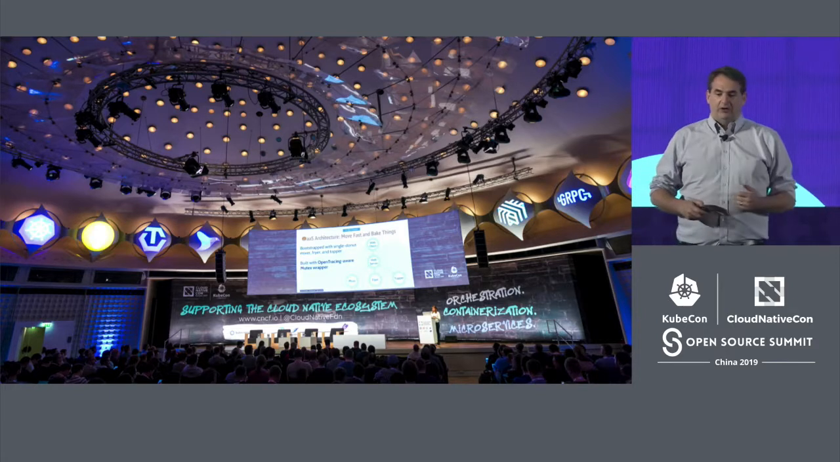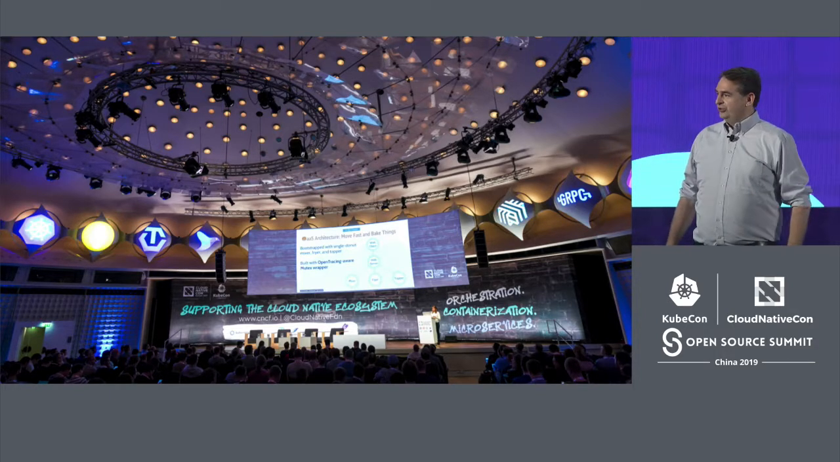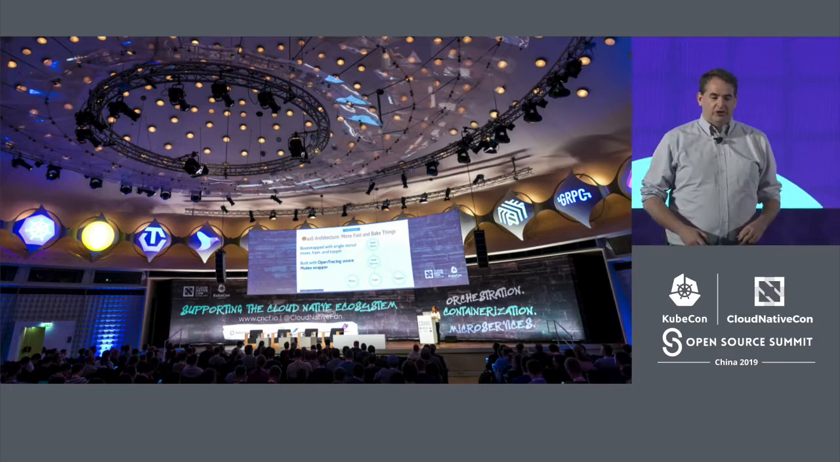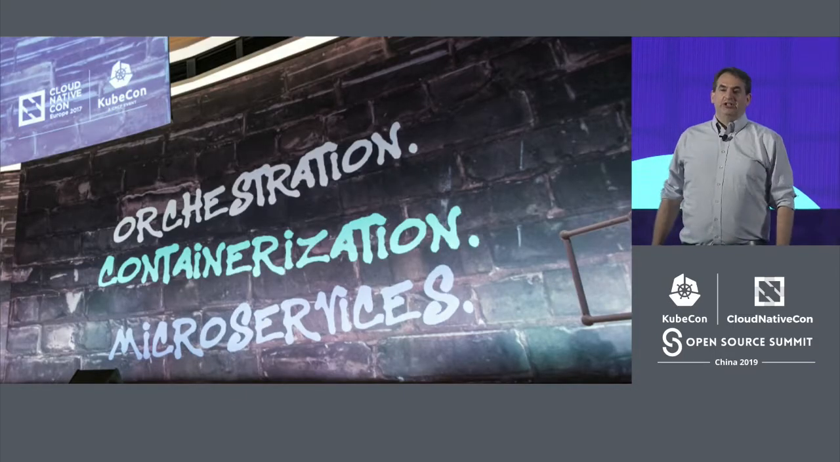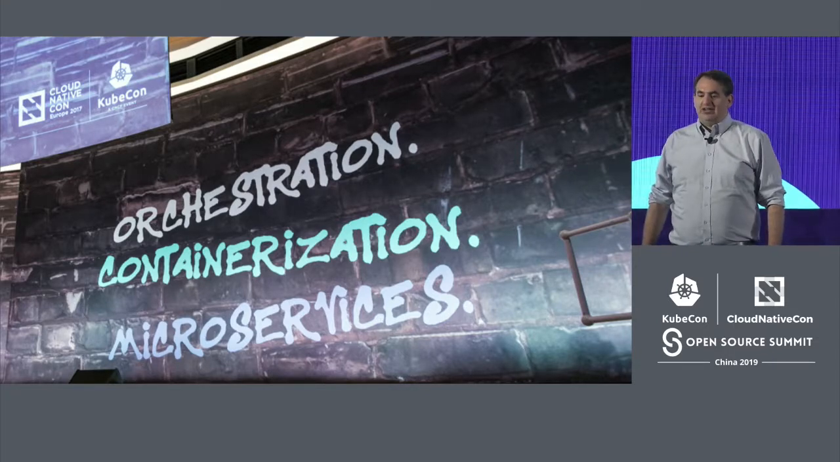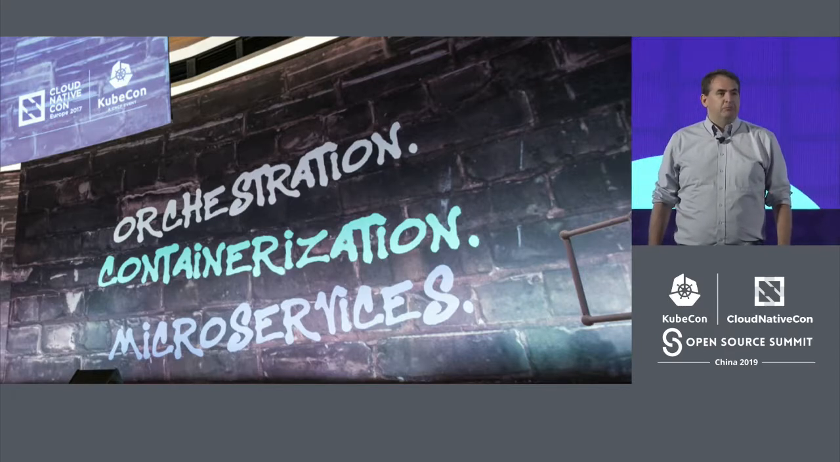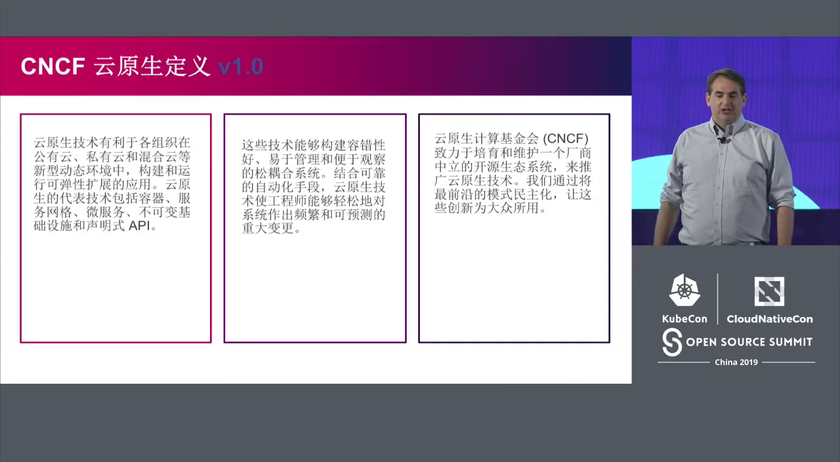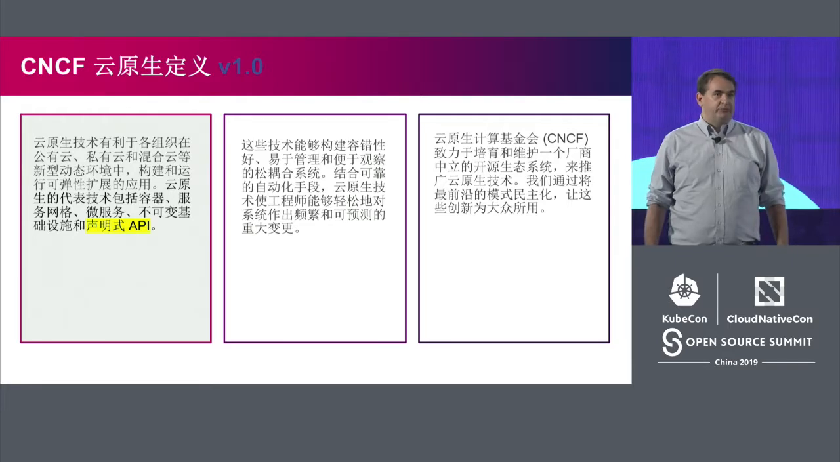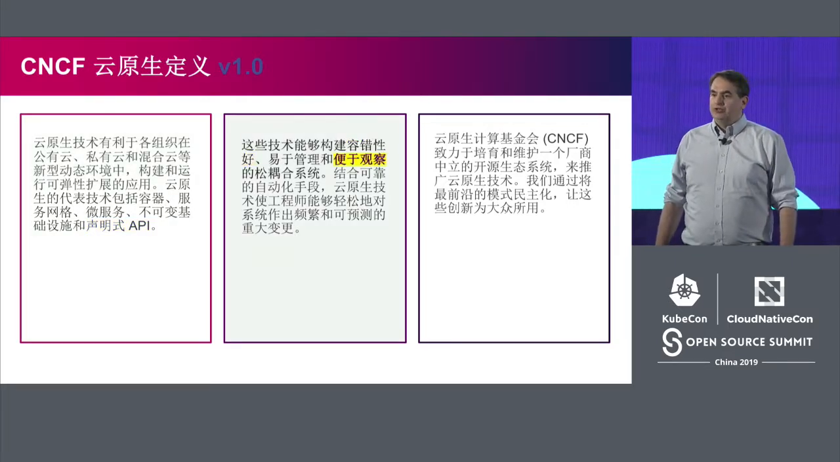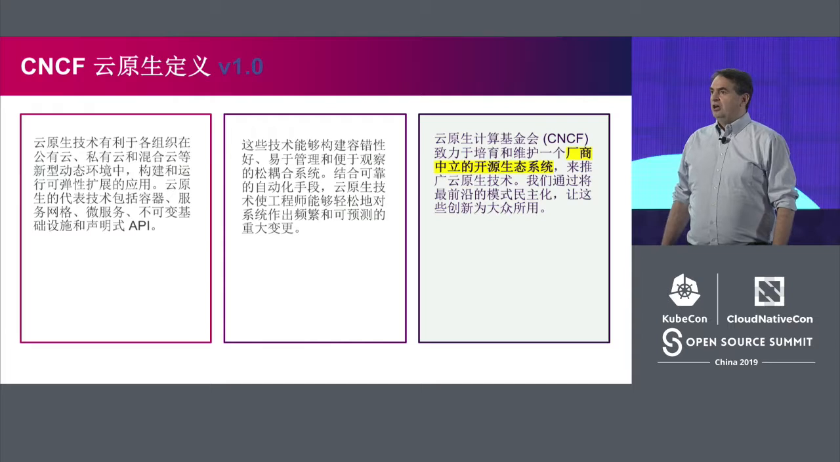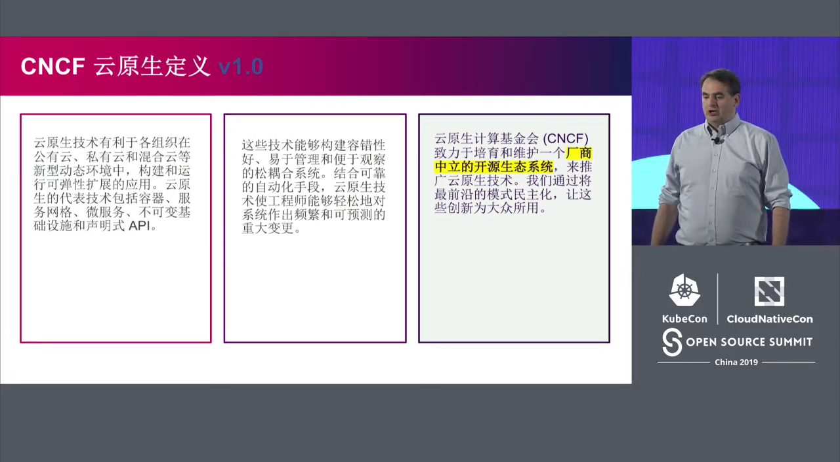And here's a picture of our much smaller conference 2 years ago in Berlin. Let us zoom in on the graffiti. Orchestration, containerization, microservices. Our shorthand for explaining cloud native. Last year, our technical oversight committee came up with a much more expansive characterization, the CNCF Cloud Native Definition version 1.0. It includes ideas like declarative APIs, resiliency, observability, an ecosystem of open source vendor-neutral projects.